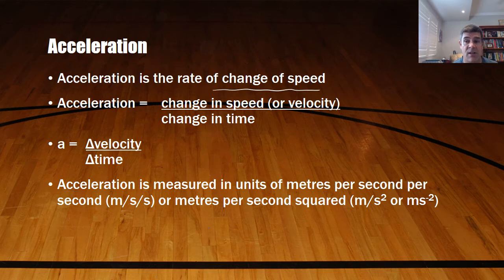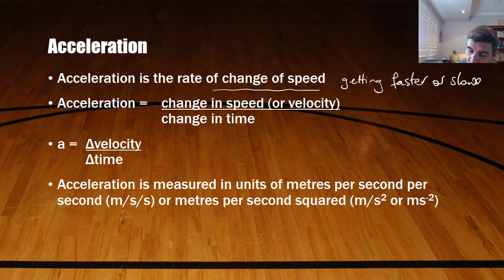So any object that is getting faster or slower is accelerating. And it's important to be aware of the fact that acceleration can have a negative component. We may refer to it as decelerating, but that negative component actually means that the speed of the object or body is decreasing rather than increasing. But as long as the object is getting faster or slower, there's a change in speed, then we can talk about acceleration.